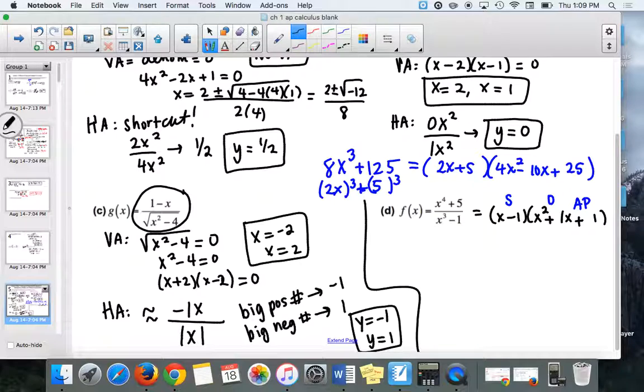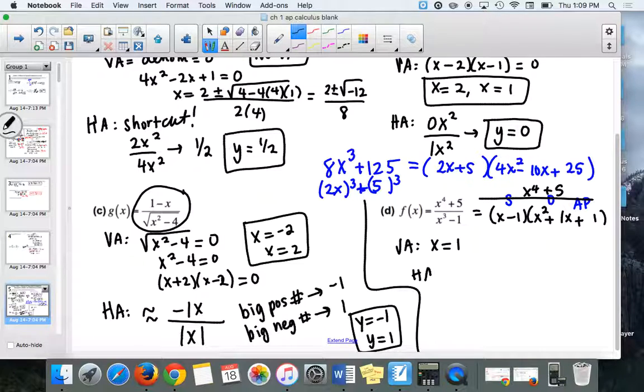Now, if you tried to factor the part that's left, it doesn't actually factor. It's actually two imaginary answers. So our only vertical asymptote is x equals 1. So it wasn't totally necessary that you factored that. Could you guys have gotten the one vertical asymptote from the beginning, x cubed minus 1, if you set it equal to 0? Yeah, you get it.